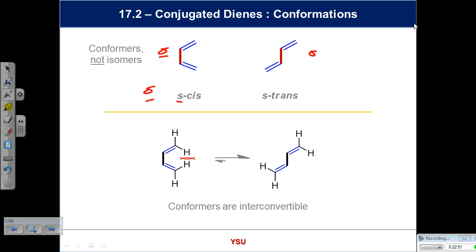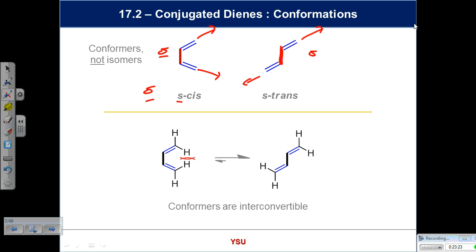In this case, it's going to be slowed down because the central bond has some pi character. So on the left, I've got S-cis, where the two pi bonds are pointing in the same direction away from that central sigma bond, the red bond. And on the right-hand side, I've got S-trans, in which those two pi bonds are pointing away in opposite directions from that central carbon-carbon bond. So it is similar to cis and trans for alkenes, but now we're talking about something that is partly alkene and mostly single bond.